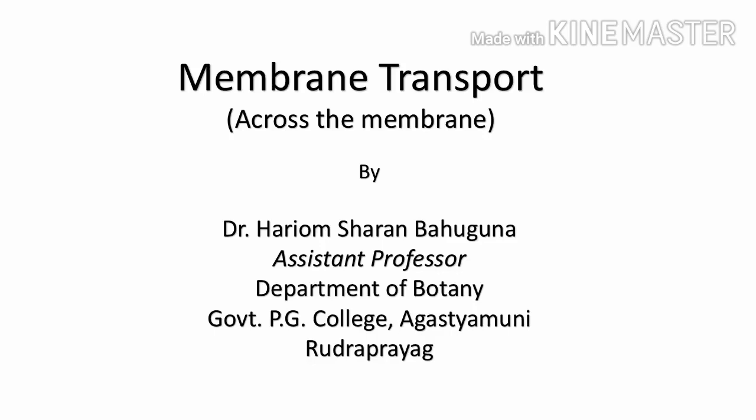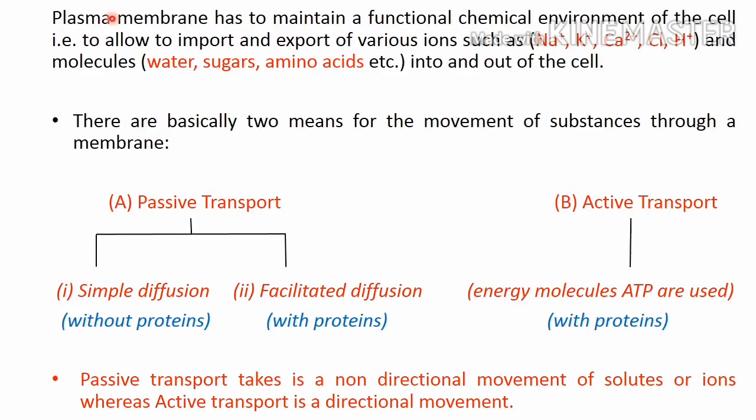And based on the type of molecules and ions transported, how the membrane functions, and what the roles of proteins are in transporting the various types of molecules and ions. As we know, a plasma membrane has to maintain a functional chemical environment of the cell, that is, all the necessary chemicals, ions and minerals should be present within a cell, so that the normal functioning of a cell may be maintained.